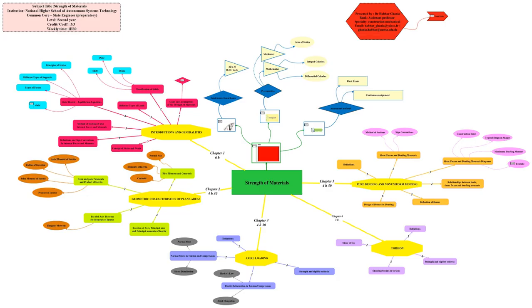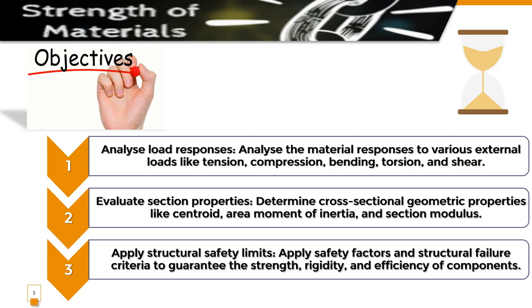Chapter 3, Axial Loading. It covers normal stress, deformation, and the relationship between load and elongation. Chapter 4, Torsion. It deals with the behavior of structural elements under twisting loads. Finally, Chapter 5, Pure and Non-uniform Bending. It covers shear force and bending moments, how to construct the diagrams, and the relationship between loads and internal forces.